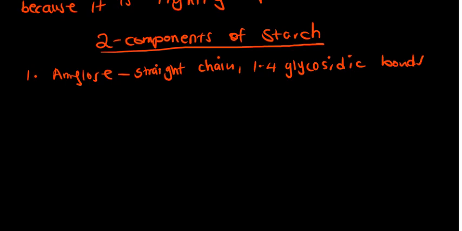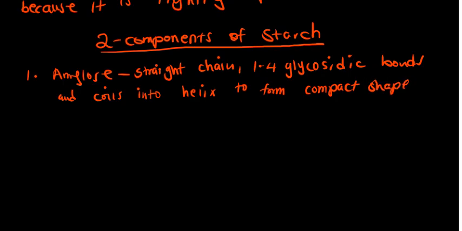So the main point to get here, it is a straight chain because there is a difference when we go to amylopectin. So this one coils into a helix forming a compact shape. That's the thing you need to know about amylose.